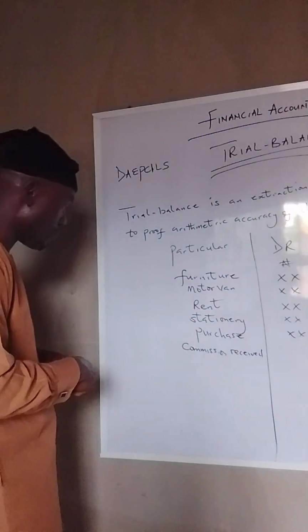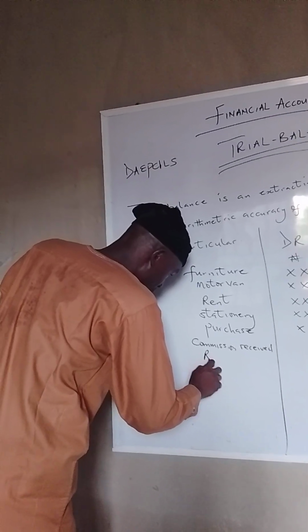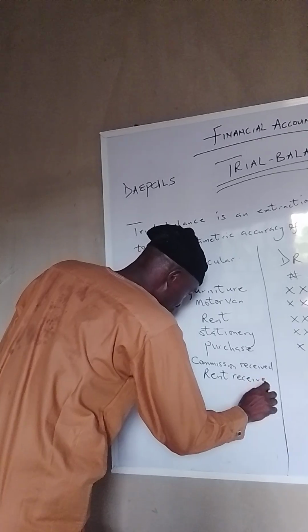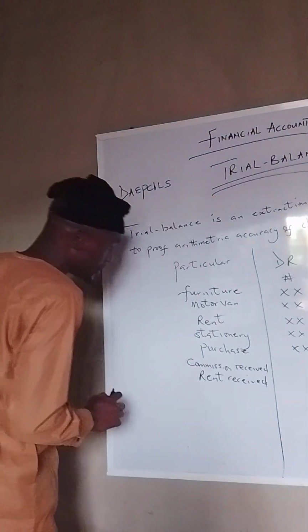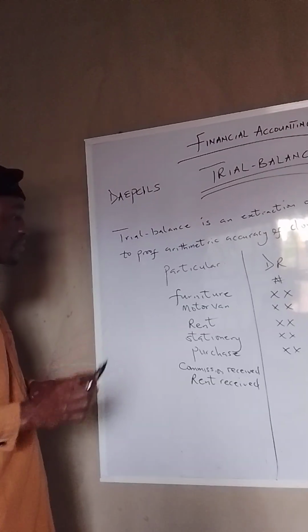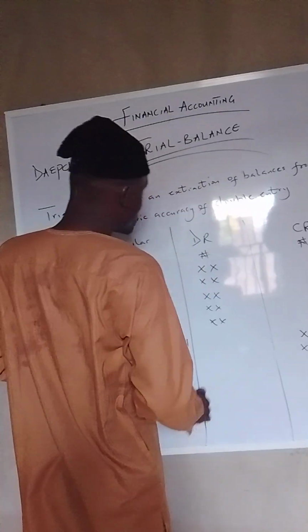There's also what we call rent receipt. Maybe I have a shop and I'm collecting money on that shop, or on a two or three room apartment that I lease out for rent. So it's an income too. Call it an income, rent receipt.